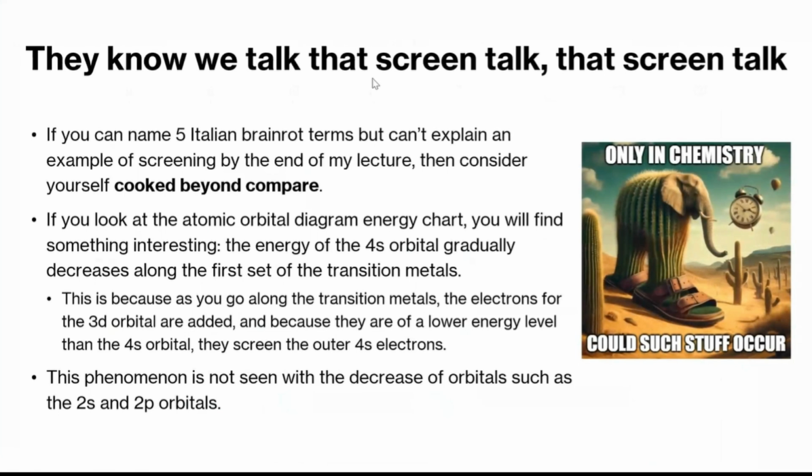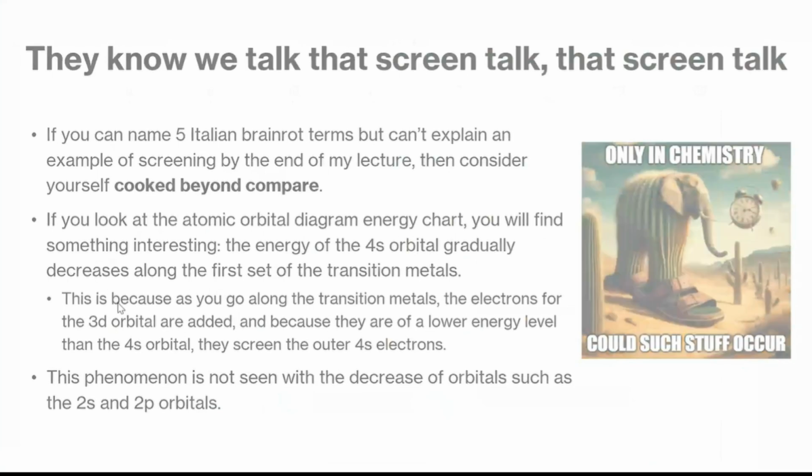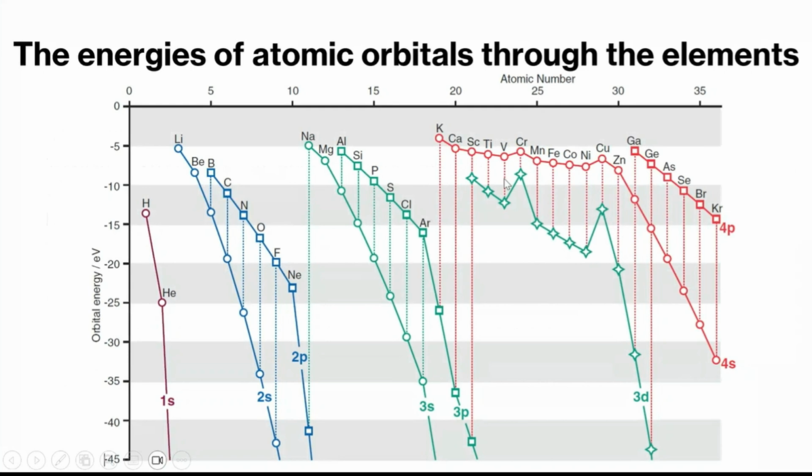But if you look at the atomic orbital energy chart, you'll find something interesting: that the energy of the 4s orbital gradually decreases along the first set of the transition metals. So we'll go back to that one. You can see, as you go along these transition metals, the energy of the 4s orbital just gradually decreases. But if you compare that to something like the 2s orbital or the 3s orbital, those energies rapidly decrease.